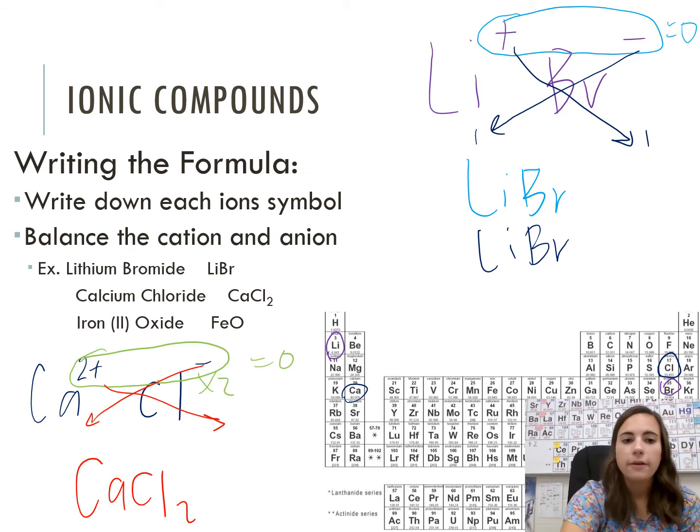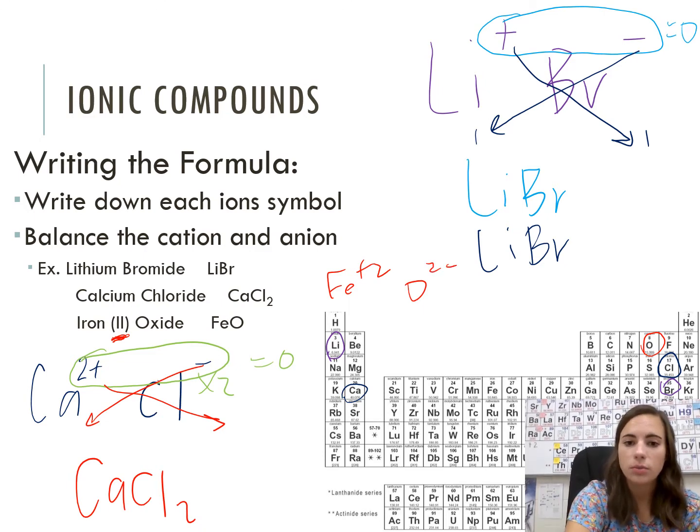Okay? Finally, the Roman numeral tells me the charge, and we'll get into why we have Roman numerals in a second. So if there's a Roman numeral, that tells me the charge, not the periodic table. So for iron, I know it is a +2 charge because the Roman numeral tells me that. Oxygen is in group 6, so it has a -2 charge. So 2 and 2, we have FeO.